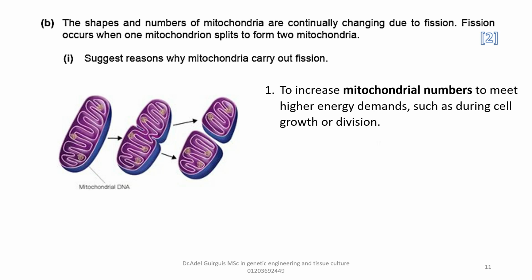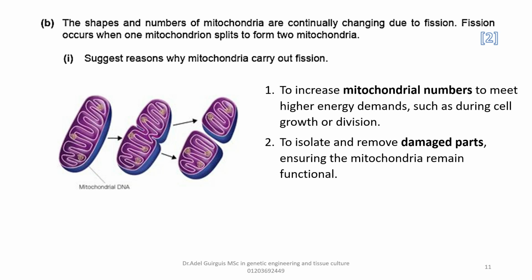Okay. Now, to isolate and remove damaged parts, ensuring the mitochondria remain functional. Mitochondria, by their activity in cells, time after time, after doing this several times, a lot of reactions take place, and it becomes elderly or old, so it must be replaced by another new one. From where? From binary fission of the mitochondria itself. Okay, to isolate and remove damaged parts, ensuring mitochondria remain functional.